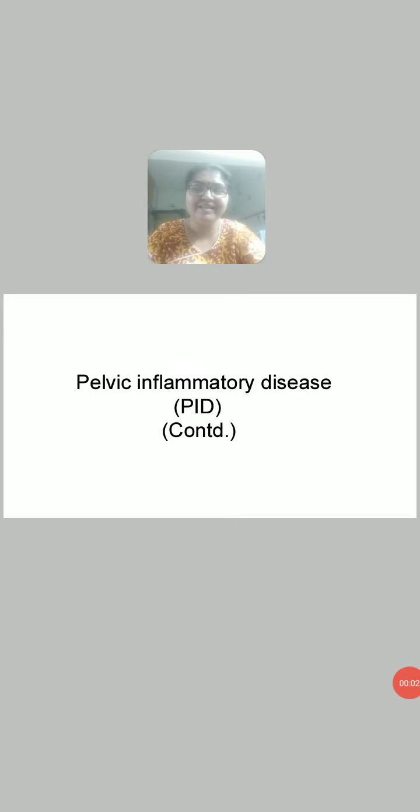Hello everyone. Find another session on pelvic inflammatory disease. In this session, we'll talk about clinical diagnostic criteria of PID. That means how PID can be clinically diagnosed. This criteria was given by CDC. CDC stands for Centers for Disease Control. It has given these criteria in the year 2006.